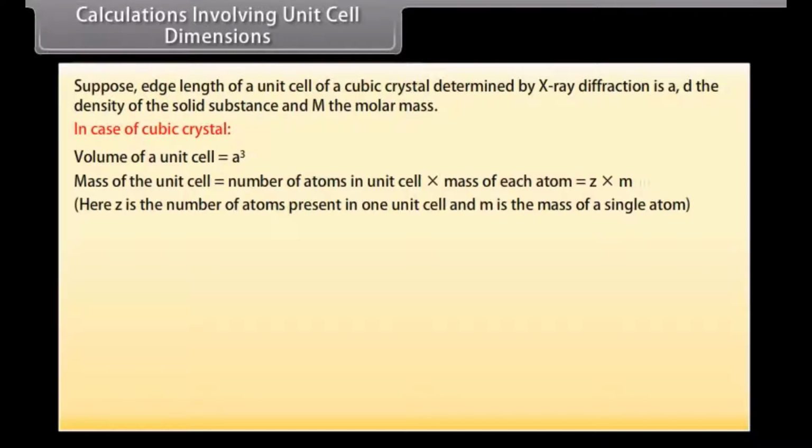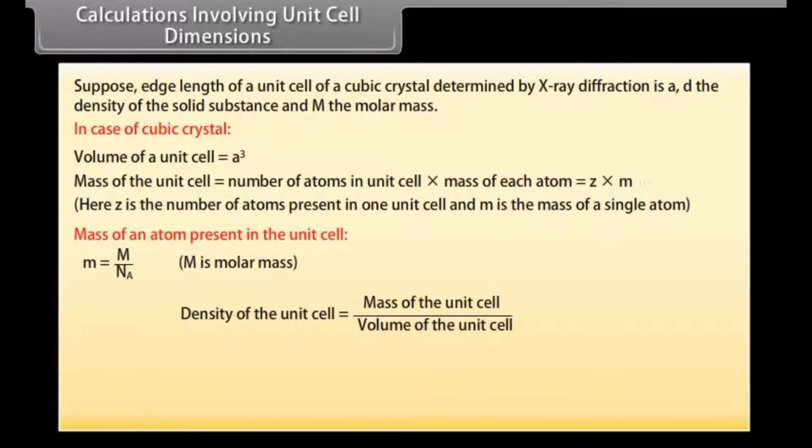Mass of an atom present in the unit cell, m, is equal to M upon Nₐ, where M is the molar mass. Density of the unit cell is equal to the mass of the unit cell upon the volume of the unit cell, which is equal to Z times m upon a cubed, which is equal to Z times M upon a cubed Nₐ. Or d is equal to Z times M upon a cubed Nₐ.